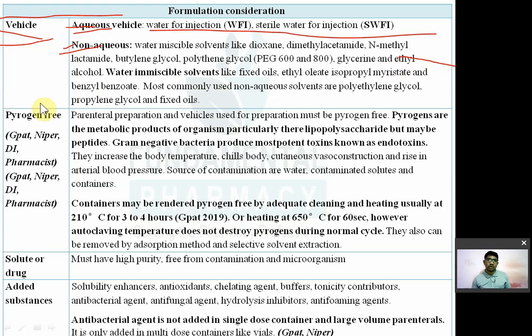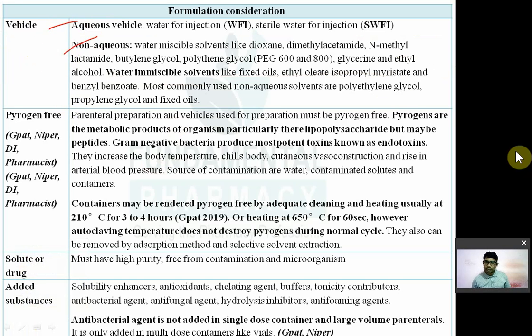Then third is nothing but the fixed oils. So first one is an aqueous vehicle, मतलब प्योर वाटर रहेगा उसमें. नॉन एक्वियस मतलब यहाँ पे वाटर नहीं रहेगा लेकिन वाटर मिसिबल सॉल्वेंट रहेंगे. And lastly आपका रहेगा फिक्स्ड ऑयल्स. So first vehicle is aqueous vehicle, second is non-aqueous vehicle, that is water miscible, and third one is nothing but fixed oil.